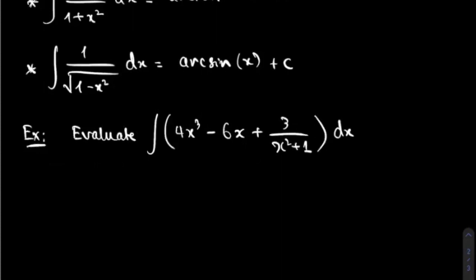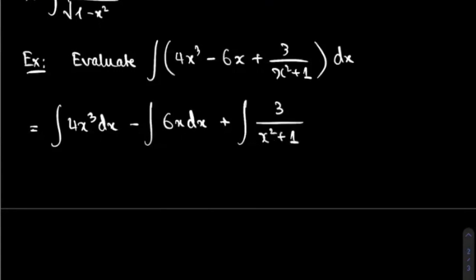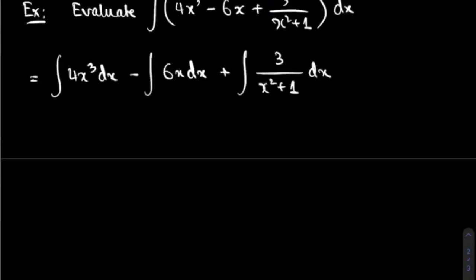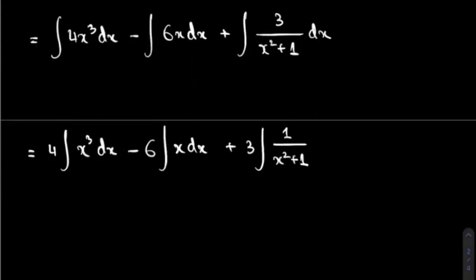Remember, the integral of a sum is the sum of the integrals, and the integral of a difference is the difference of the integrals. So I can write this as the integral of 4 times x cubed dx, minus the integral of 6x dx, plus the integral of 3 over x squared plus 1 dx. The number in front of the variable is a constant multiple, so you can pull that out of the integral. You get 4 times the integral of x cubed dx, minus 6 times the integral of x dx, plus 3 times the integral of 1 over x squared plus 1 dx.